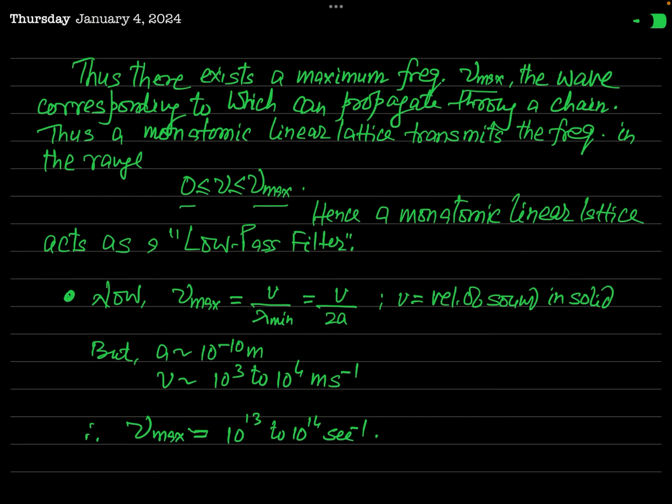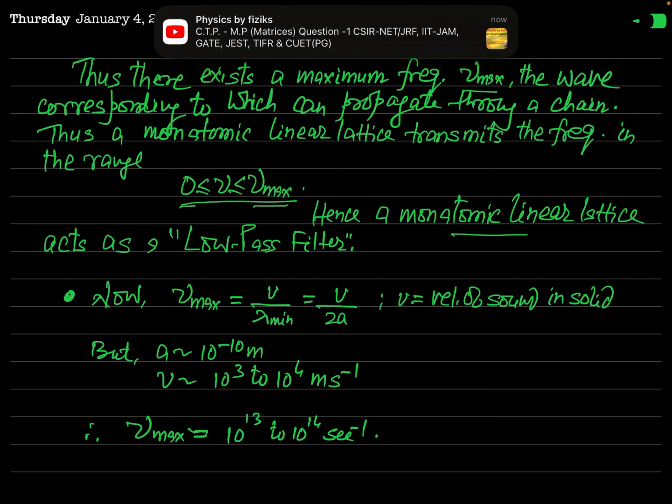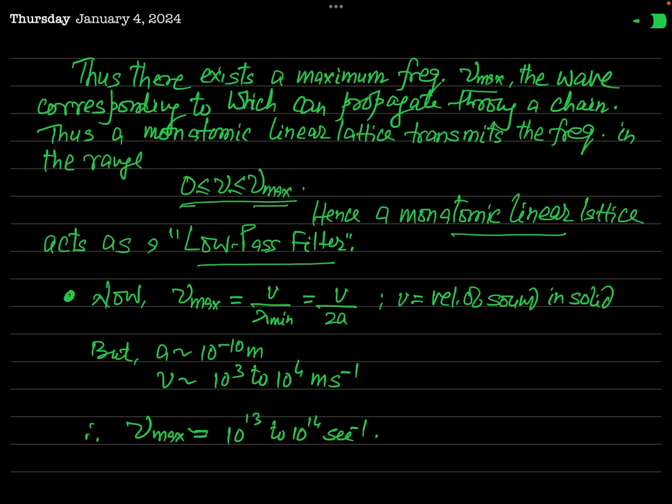Thus, a monatomic linear lattice transmits the frequency in the range 0 less or equal to nu, less or equal to nu max. And this is actually the characteristic of a low pass filter, and that's why we simply say that the monatomic linear lattice acts like a low pass filter.